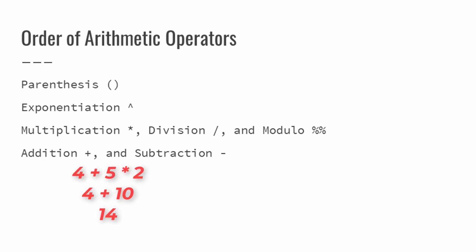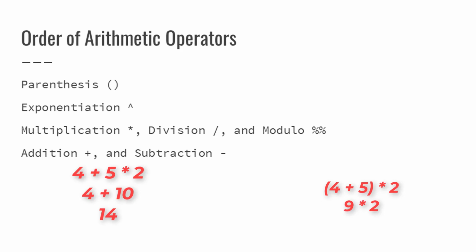If you want to change the order in which operations are evaluated, you can use parentheses to group parts of an expression together. Anything inside parentheses will be evaluated first. So for example, 4 plus 5 in parentheses, times 2. In this expression, the addition inside the parentheses will be performed first, resulting in 9.